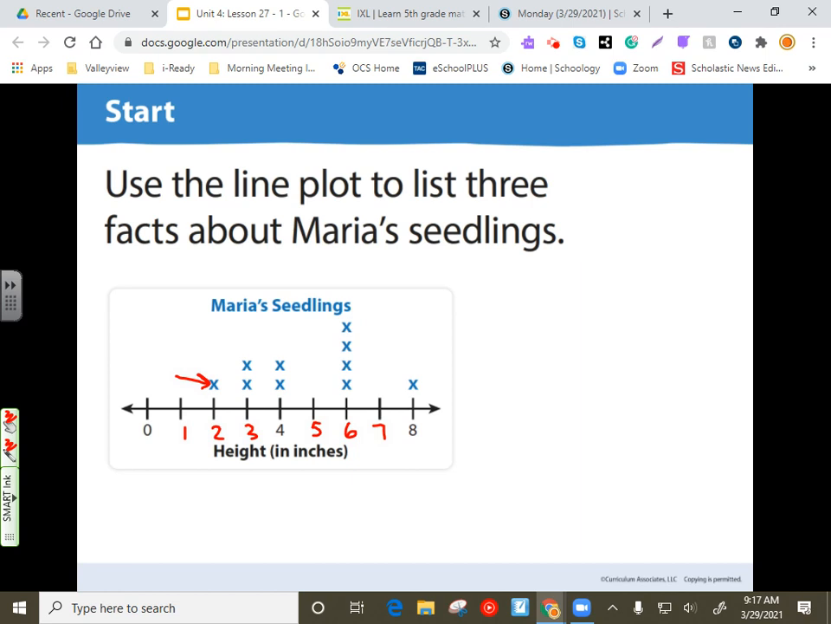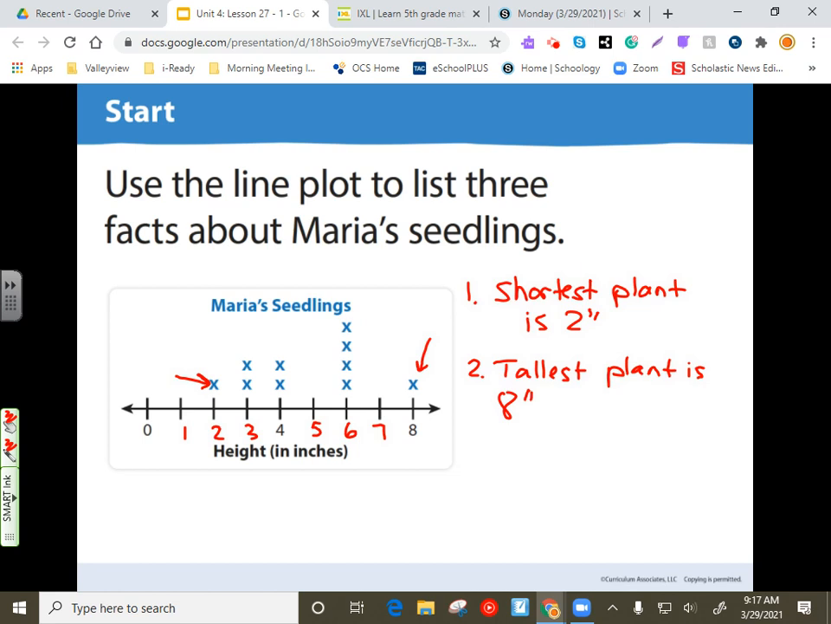we have the shortest plant is 2 inches. So there's that. And then over here, this 1 X above the 8 means the tallest plant is 8 inches. And lastly, you can also see that, our third fact here, 4 plants are 6 inches tall.